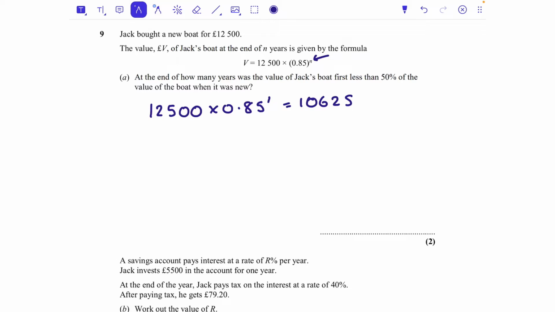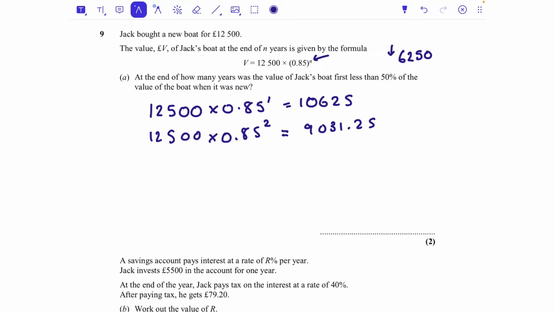10,625. I'm looking for it to be less than half, so I need it to go below 6,250. That would be less than 50%, so that was no good. Now instead of clearing it, just use your left and right arrow, go back to the indices and change it to 2. And that is, so 0.85 to the power of 2, and I'm still using that 12,500 because I'm trying this instead, and that is £9,031.25, so that's no good.